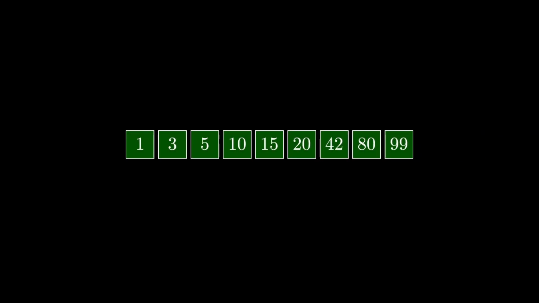Let's see what happens when we search for a value that is not contained in the array. Suppose we are looking for the value 50 in this array. I represent the two indices left and right as arrows. First, as always, we look at the middle element. 15 is smaller than 50, so we move the left index.